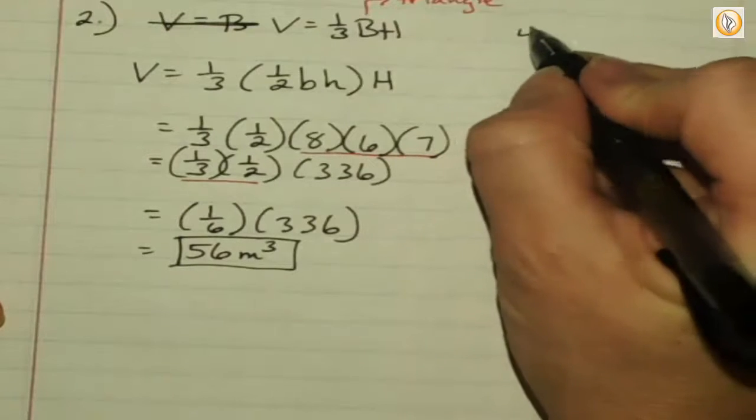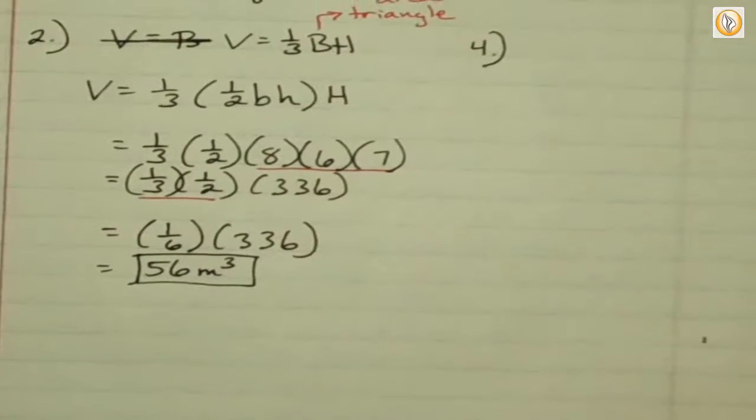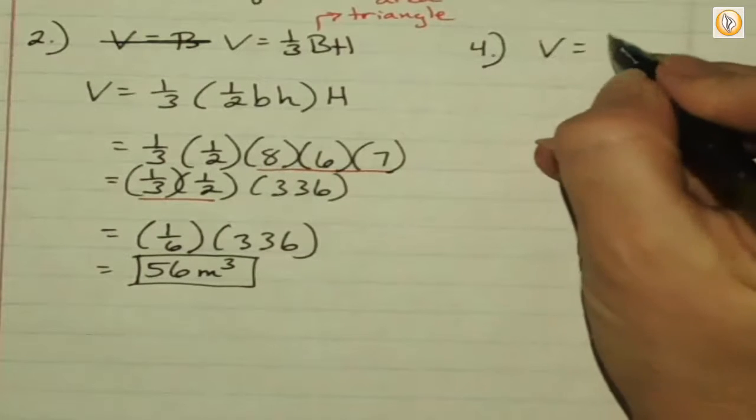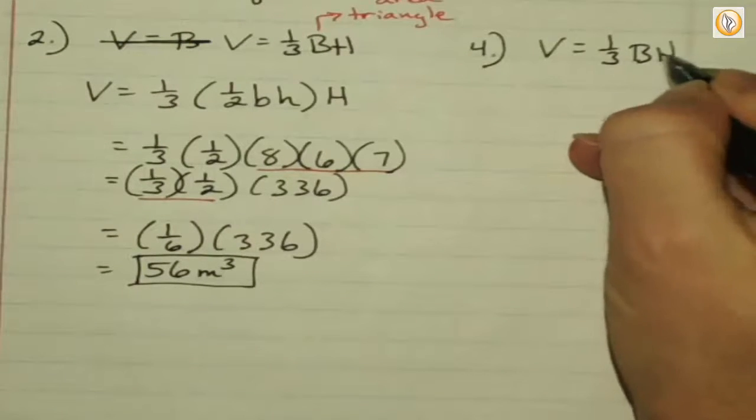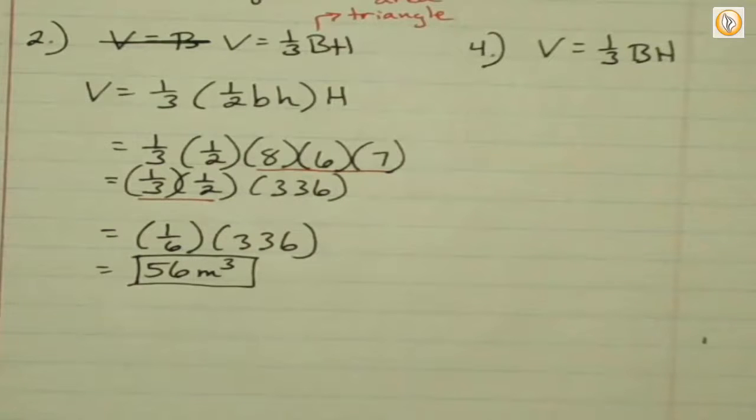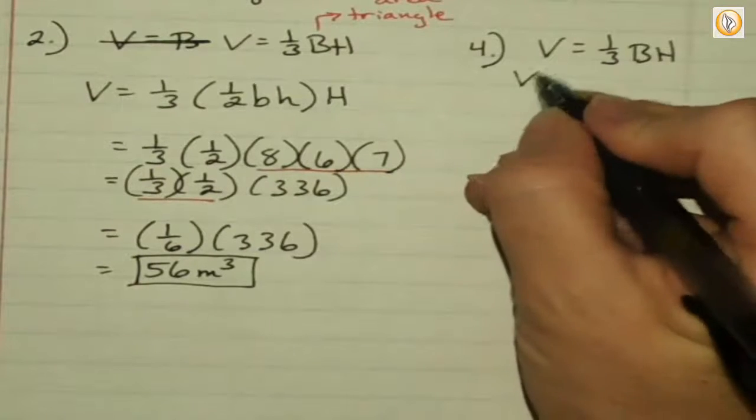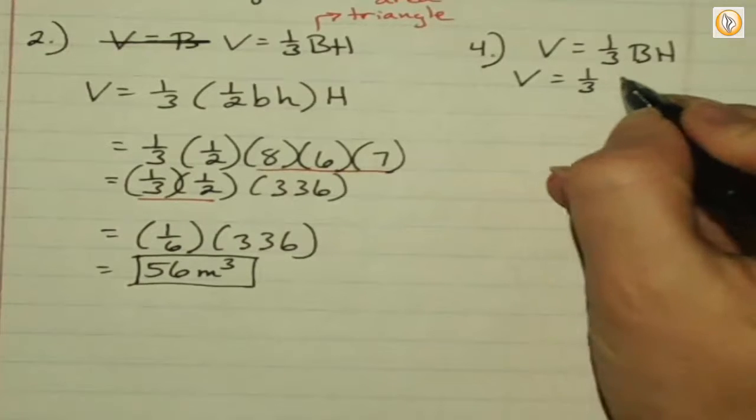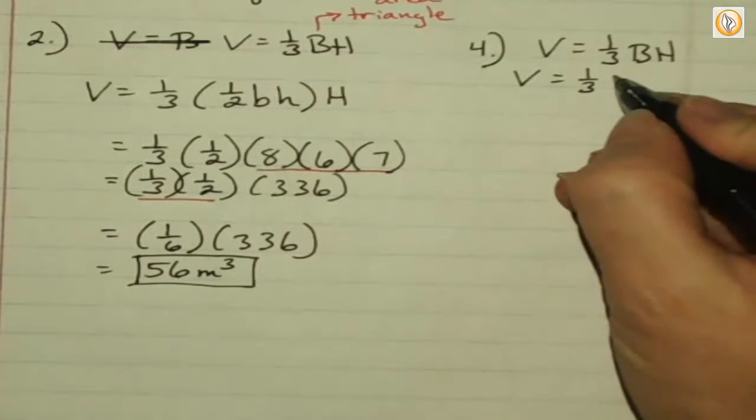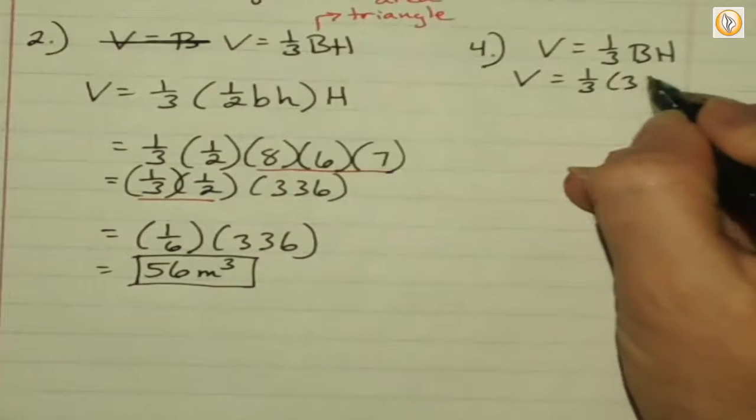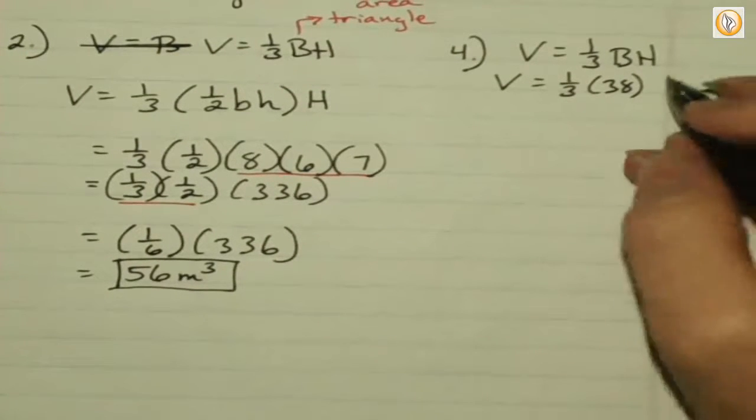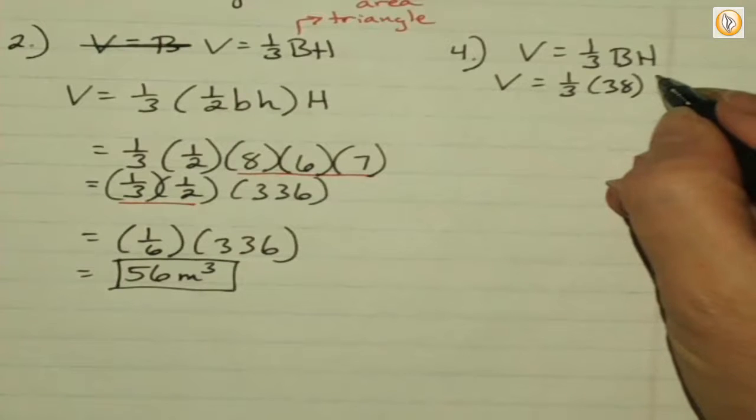All right. Let's look at number 4. Number 4 says find the volume of the following pyramids with the given base area and height. Again, our formula. And they said these are pyramids. They already figured it up for you, so you just put in the information. The base is what, Cecilia? 38. And the height is what, Michael? 7. There you go.